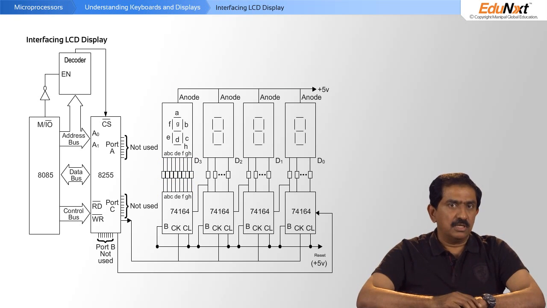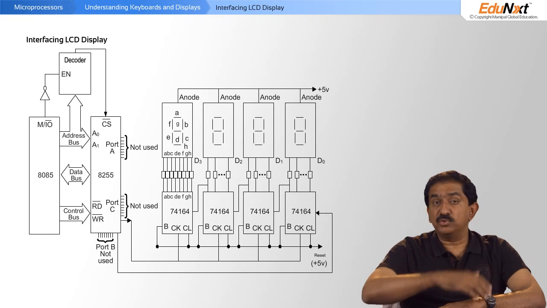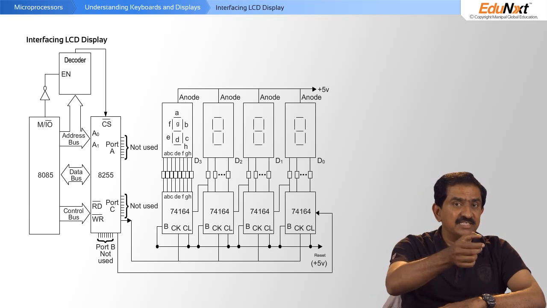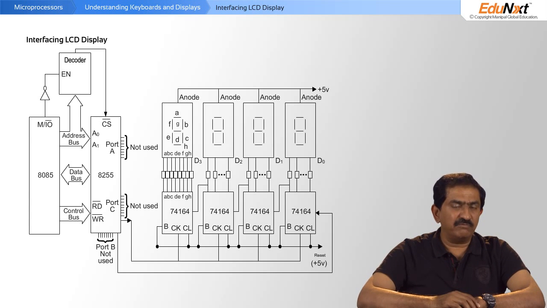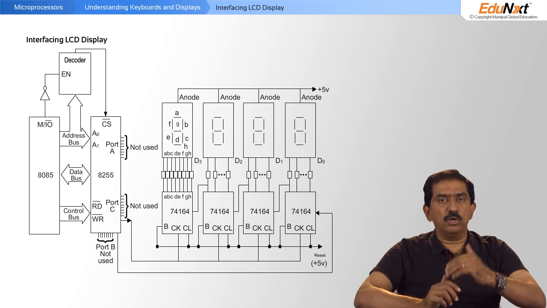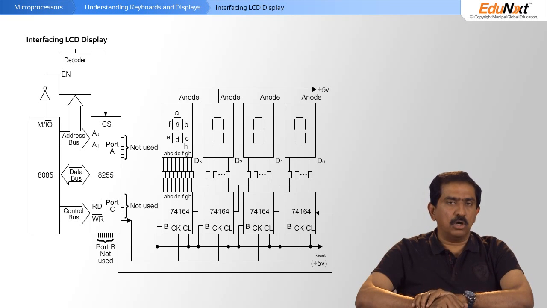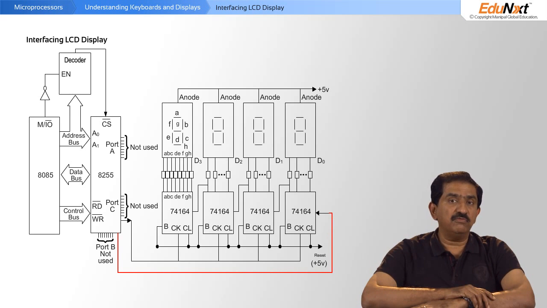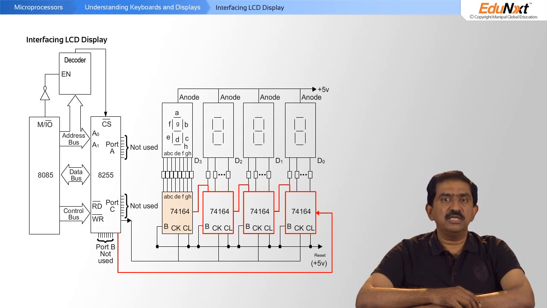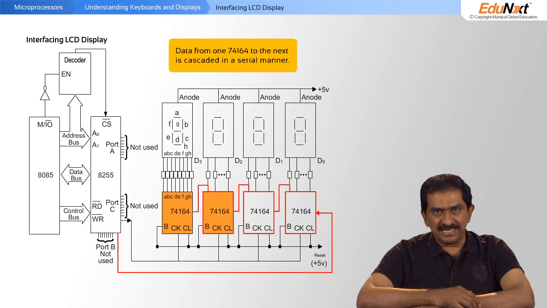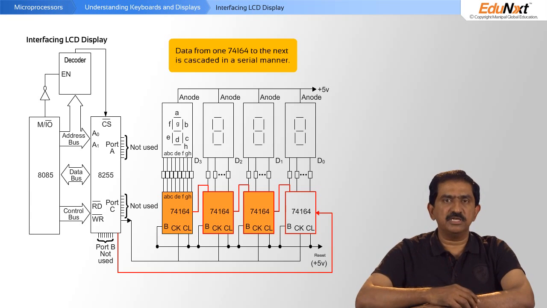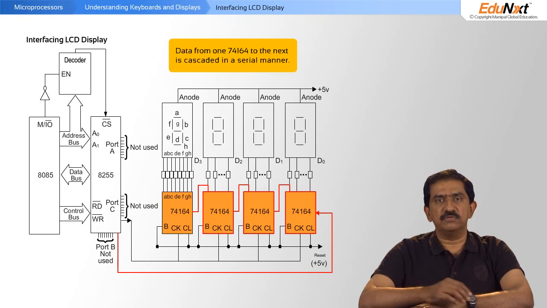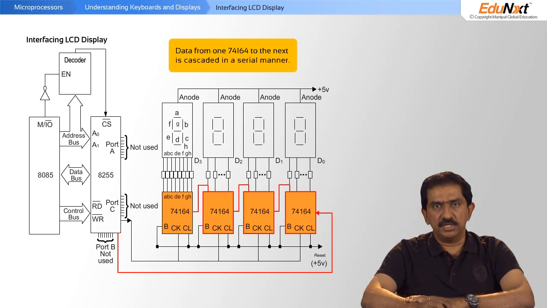To do this, remember, because we're trying to save the pins on the 8255, we have connected 4 74164s in cascade. So if you wanted to display something on the leftmost 7-segment display, you had to feed it through all the 4 74164s before it became visible on the first displayed digit. Then you feed the data for the second set of display digits, the third set of display digits, and finally the last set of display digits as depicted here.